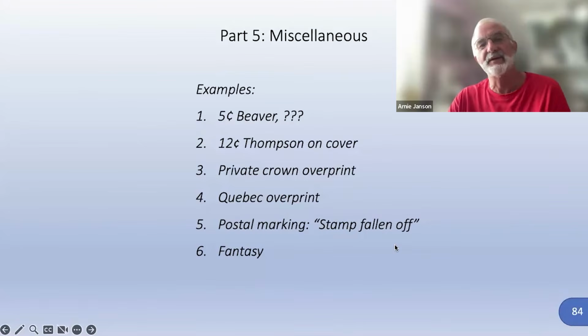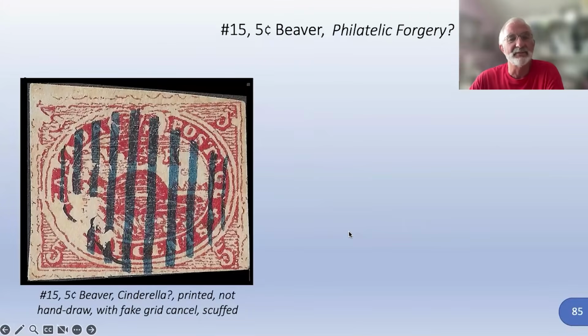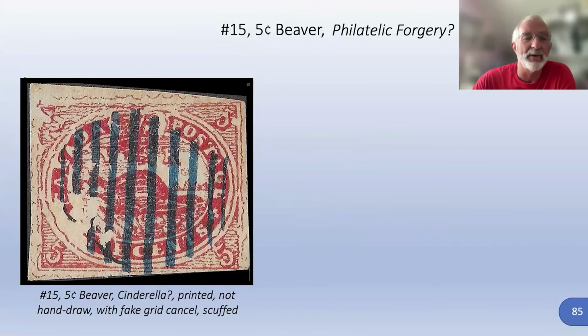Now the miscellaneous ones. These are the interesting things. I didn't know what to call them. A 5-cent Beaver. Someone went to a lot of effort to produce this stamp. It's not hand drawn. It's been printed. It's got a fake grid cancel on it. It's been scuffed a bit here.